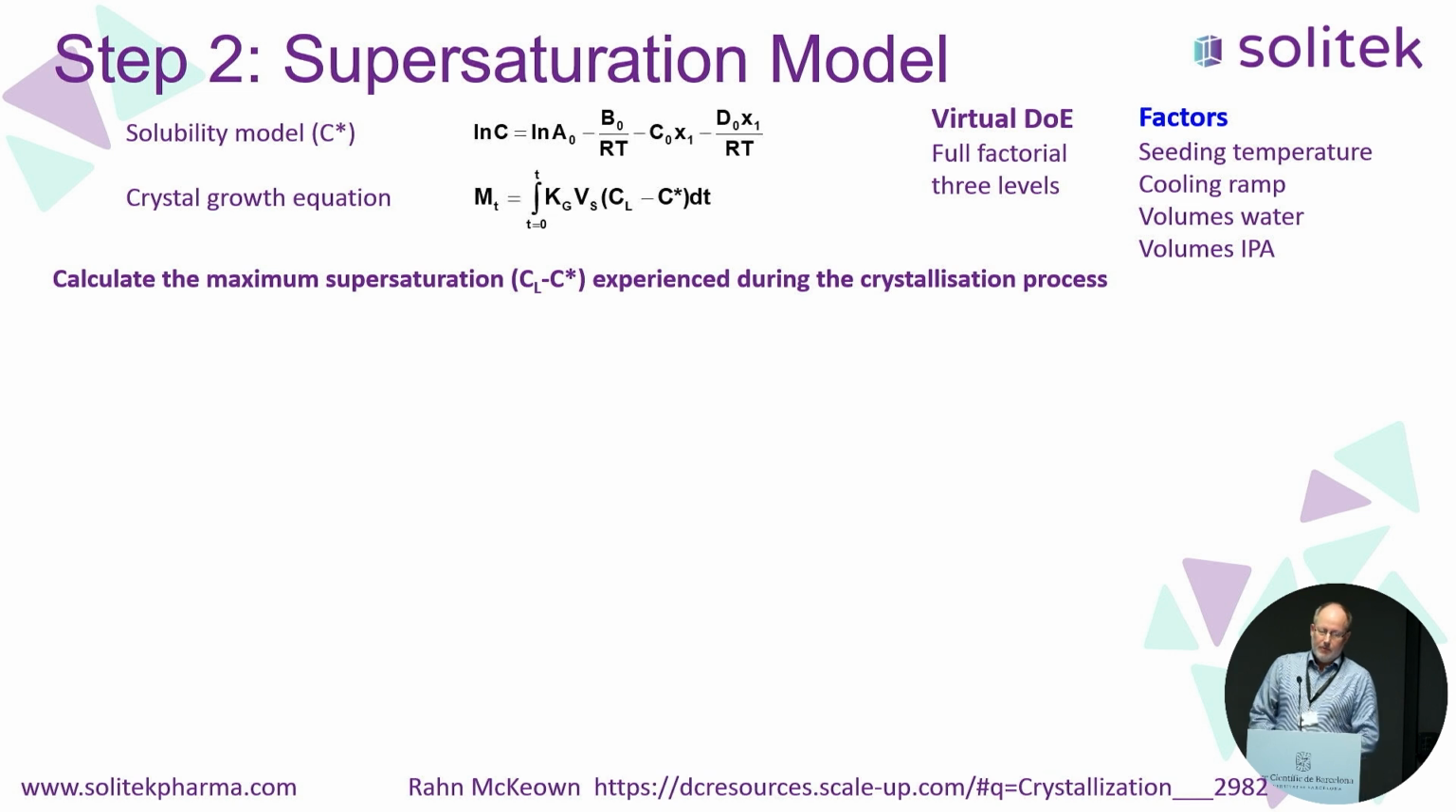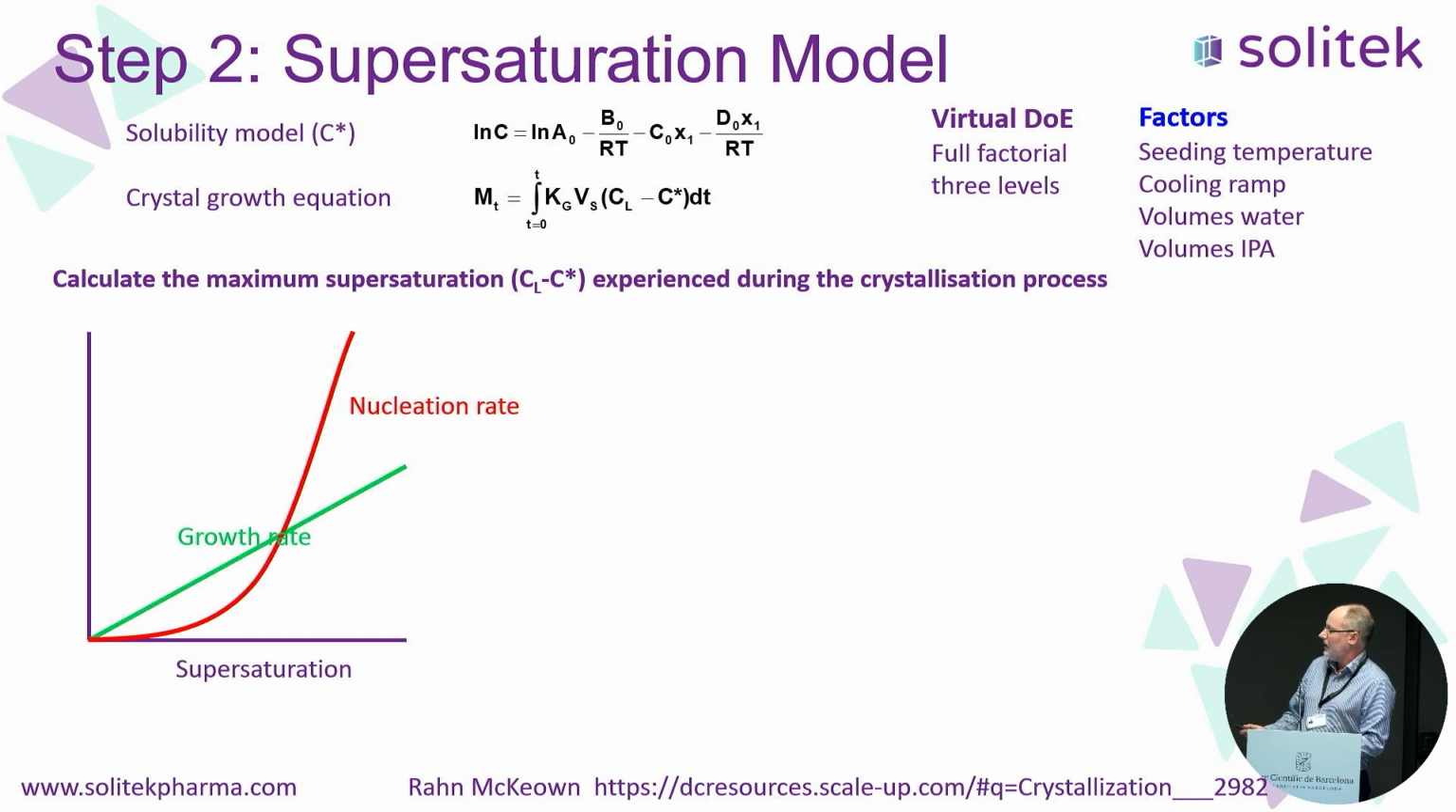The next step, we have to consider the crystal growth and generate the supersaturation model. So here I presented a very basic crystal growth equation. It's the same equation we had before, but I've just integrated it so that we can calculate how much solid has crystallized through the process based on that equation. Now, remember, we have low supersaturation, growth predominated. High supersaturation, high nucleation rate.